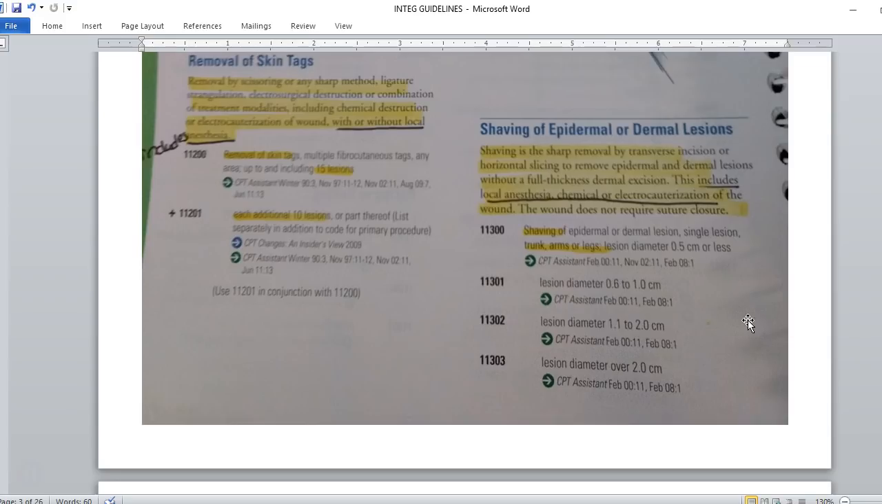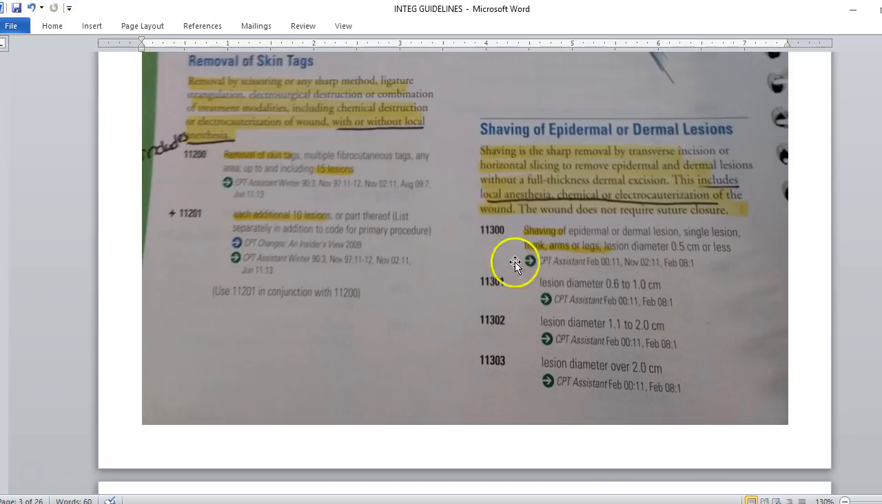Now, because this is skin, we have to be careful. First of all, again, if we're doing something like a shaving, we need to know not only where it is on the body, but how large the shaving is. So what we would look up is, in the back of the book, shaving, skin lesion, and then we need to know.